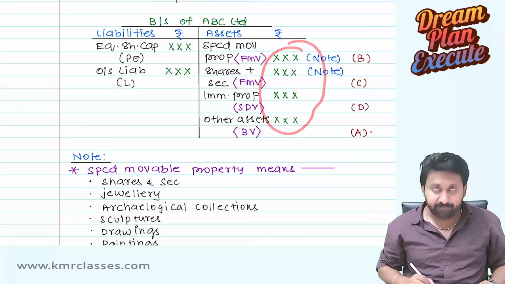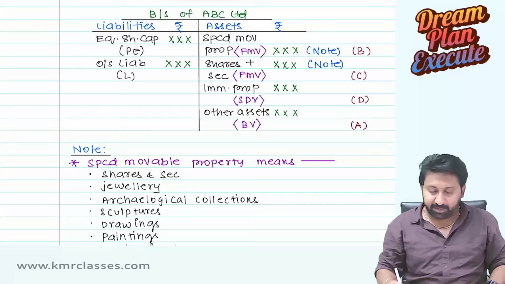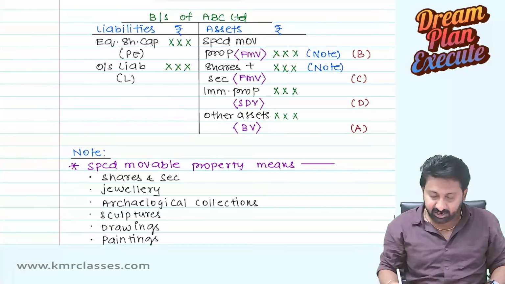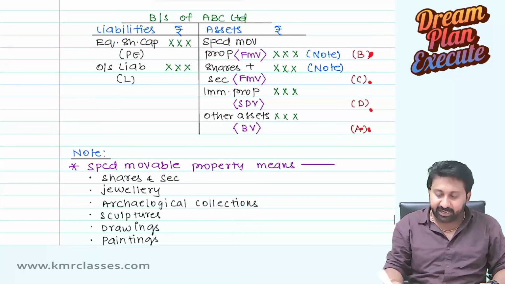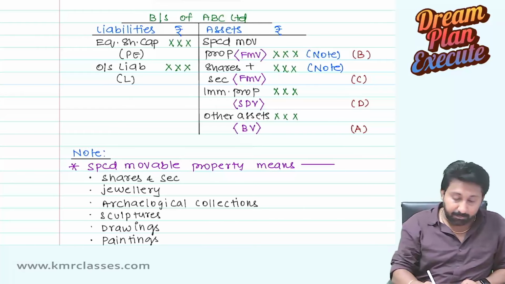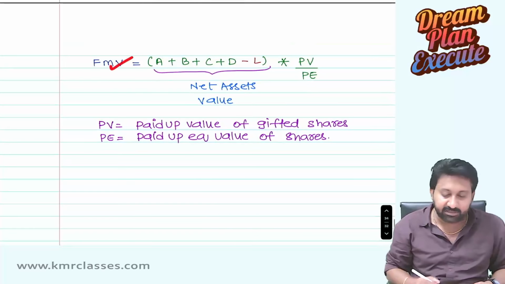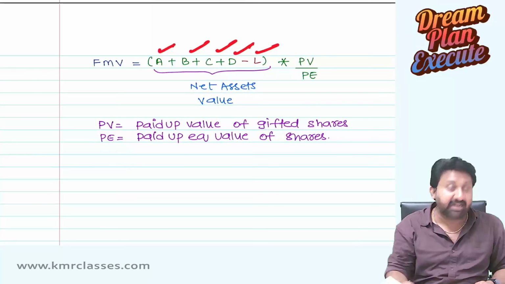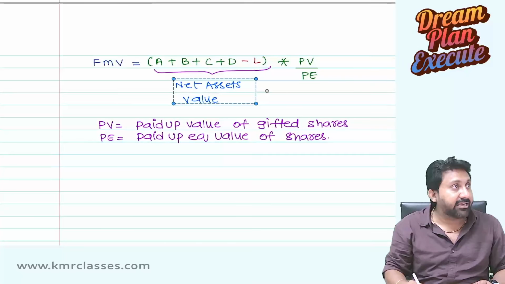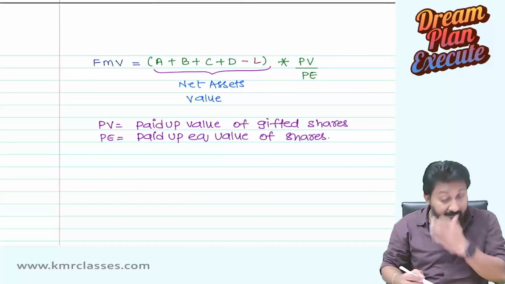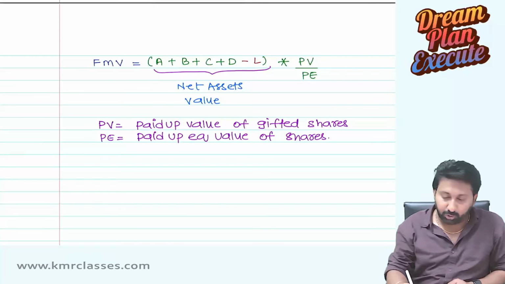This is A, as per the rule I am telling. Other assets is A. Specified movable property B. Shares and securities C. Other immovable properties will be D. A plus B plus C plus D. Total assets minus outside liability will give you net assets value. So FMV is what? A plus B plus C plus D minus L. L means outside liability. That will give rise to net assets value. So the summary amount will be the net assets value into PV by PE.